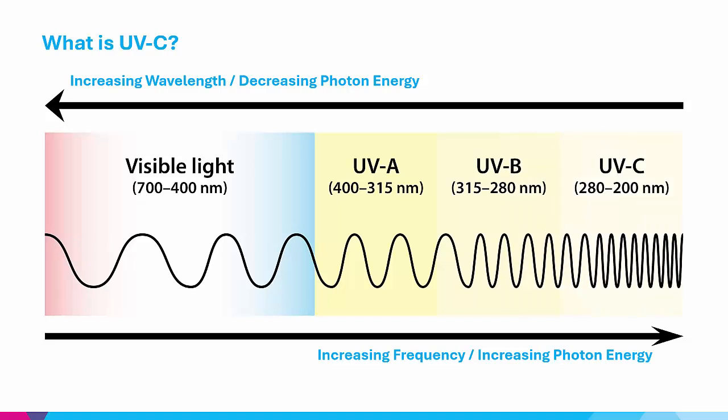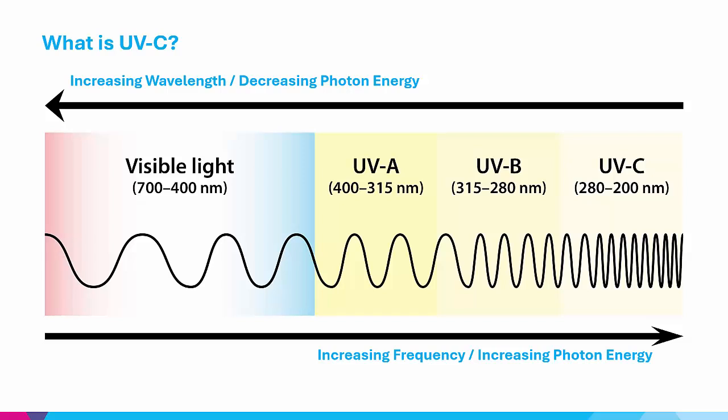What is UVC? Well, it's a form of energy that you could call a type of light. Here I'm showing a diagram, and I'm reading from left to right, comparing visible light to a couple forms of UV energy. Visible light has longer wavelengths, measured in the range of about 400 to 700 nanometers, which is a billionth of a meter. With longer wavelengths, photon energy decreases.